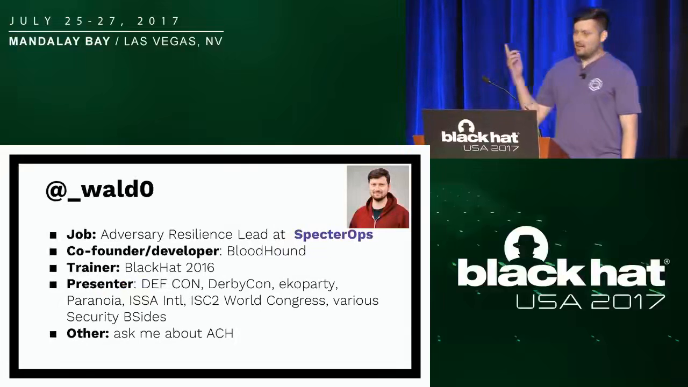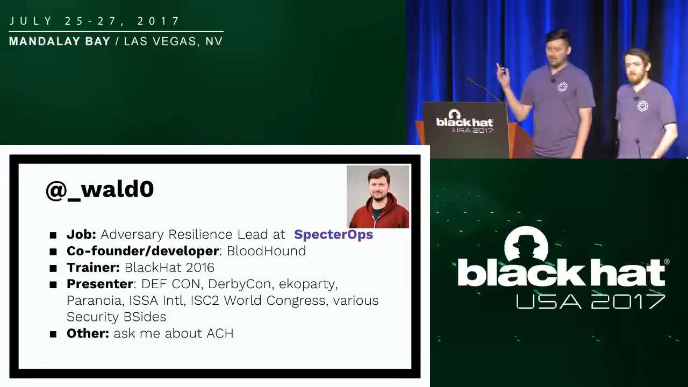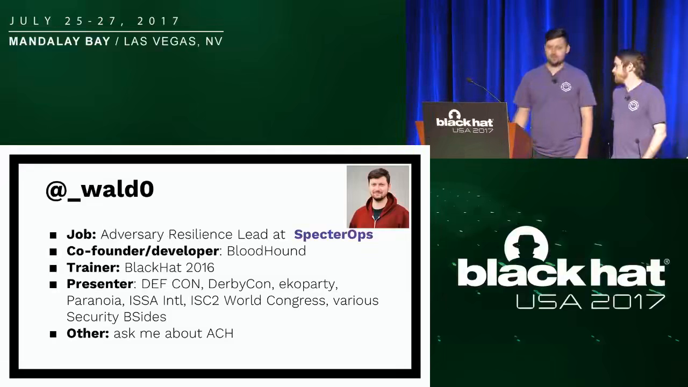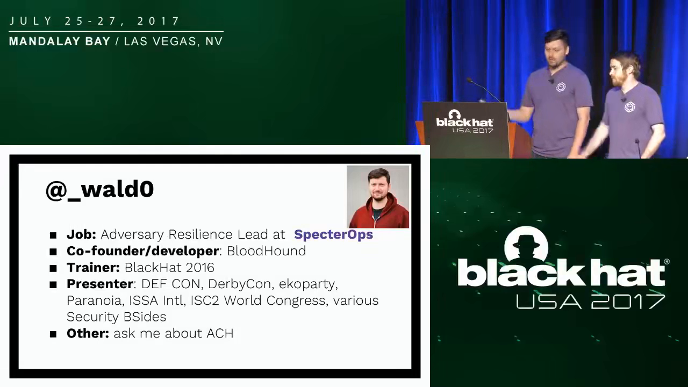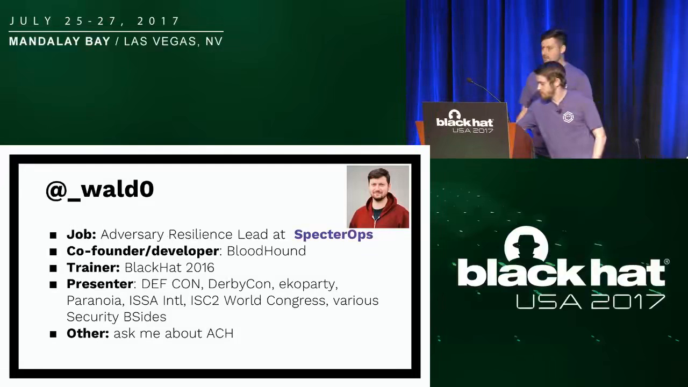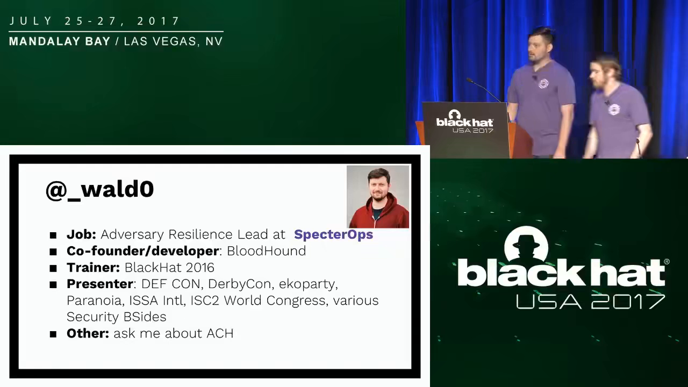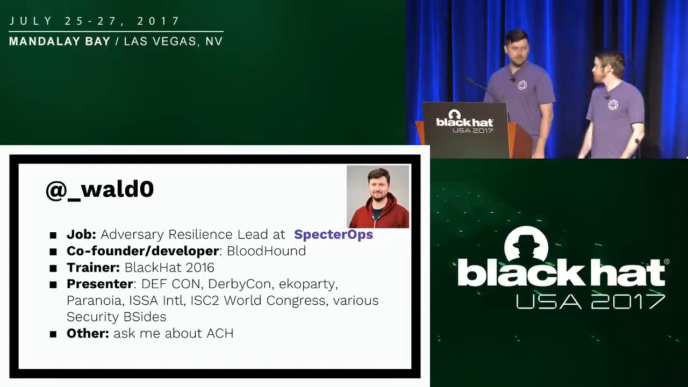This is me, Andy Robbins, also known as Waldo. I work at SpecterOps as the Adversary Resilience Lead. I'm a co-founder and developer of the Bloodhound project. I've done training, I've done presentations, and if you're a financial geek, I would love to talk to you about ACH and how awful that whole platform is.